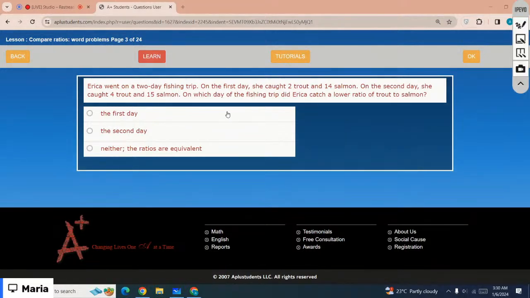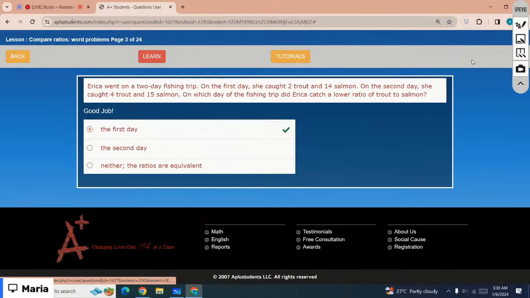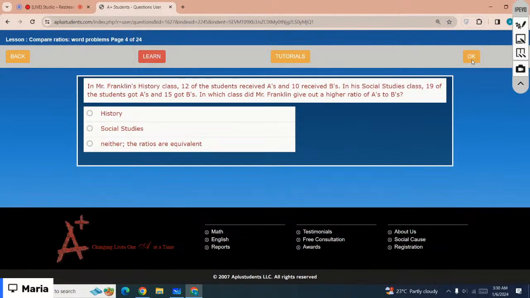Got it? For the next one, you have to do the calculations and write the correct option in the chat box. In Mr. Franklin's history class, 12 students received A's and 10 students received B's. In his social studies class, 19 of the students got A and 15 got B. In which class did Mr. Franklin give out a higher ratio of A's to B's?